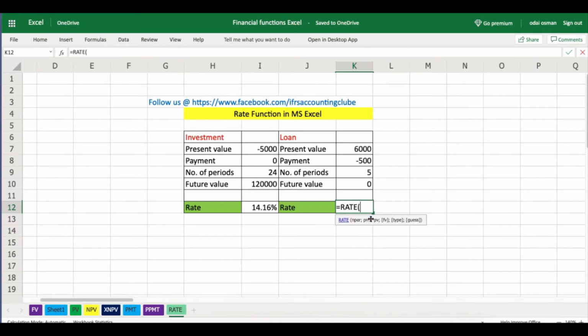So let's search for the RATE function. The number of periods would be 5, and comma the payment would be 500 every month, and the present value would be 6,000, and the future value would be 0, comma the type would be 0 because this would be at the end. The interest rate is minus 23.5%, because it's a credit, we are going to pay this interest rate as interest or finance cost.